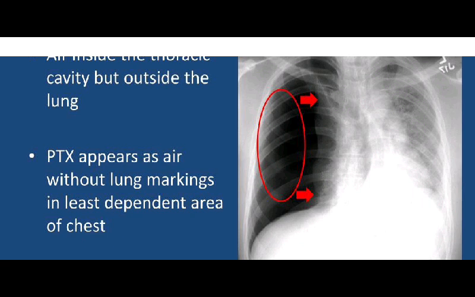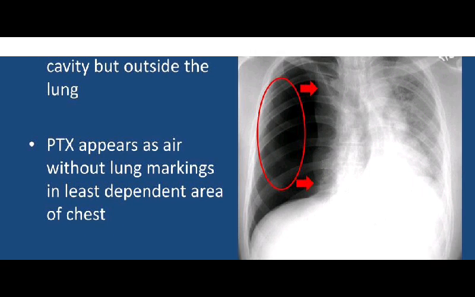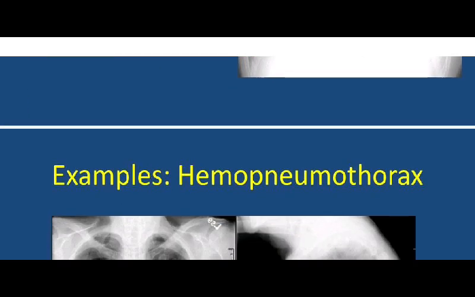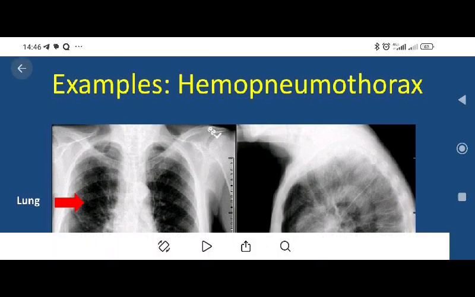You can see it on the radiograph over here. You can see that there is air between the thoracic wall, the outer thoracic structure at the anterior part, and the lungs itself. Now, hemothorax is talking about blood.